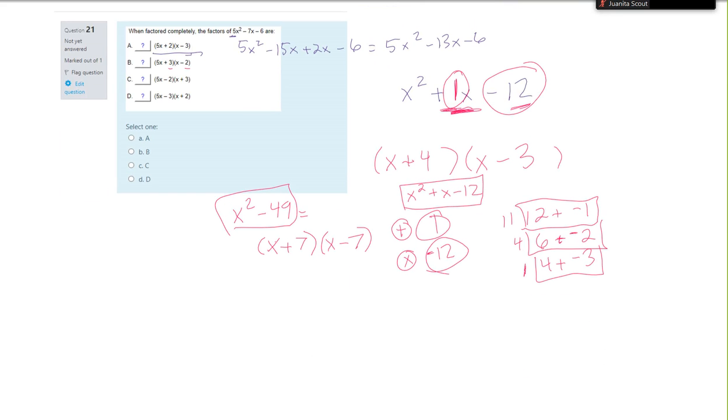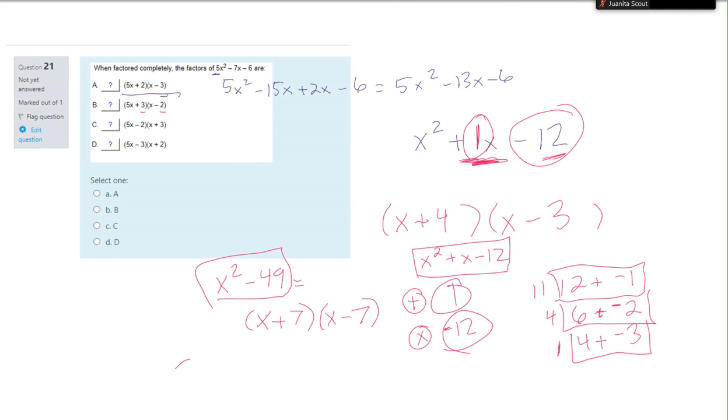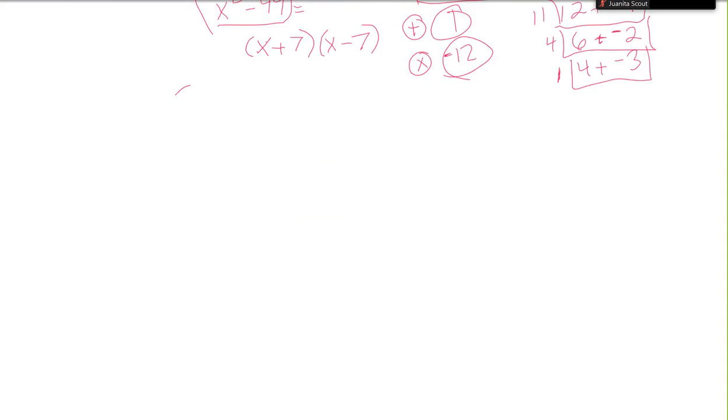Okay. But on the multiple choice test, you can just do like reverse, because if it's saying what are the factors, well, I can just multiply these out, and the one that comes out to this answer is going to be right. Okay, so I can always solve different ways like that. I'm just going to move on from that one.